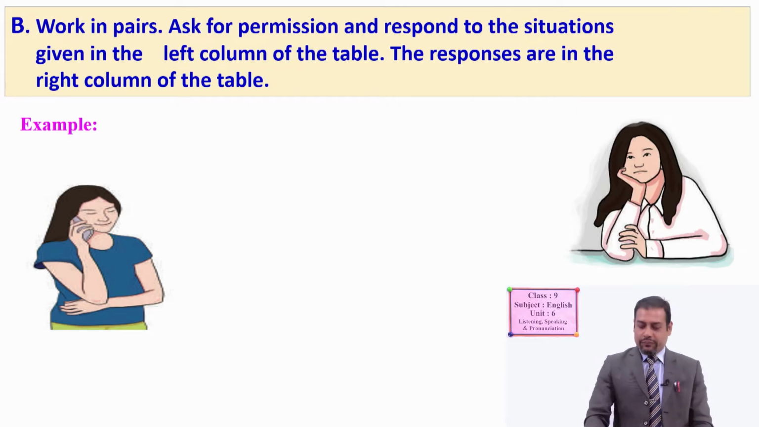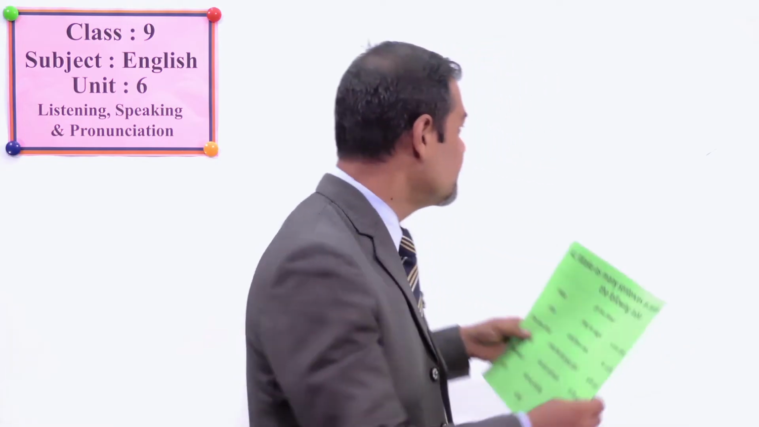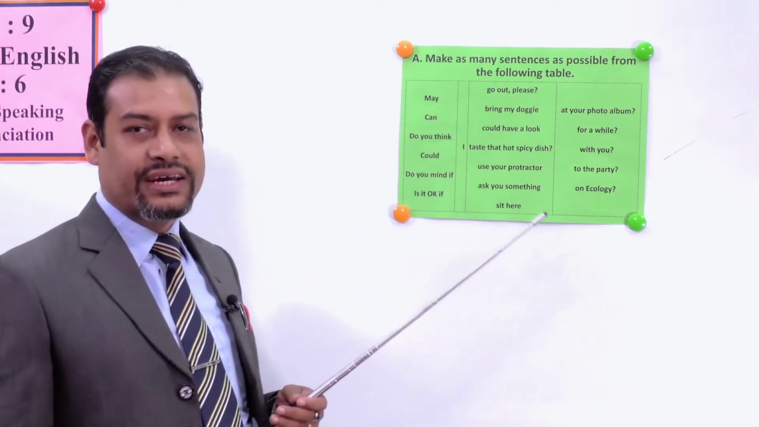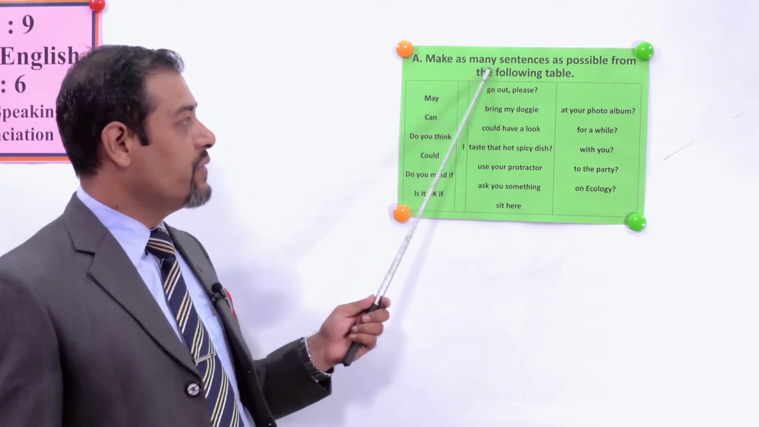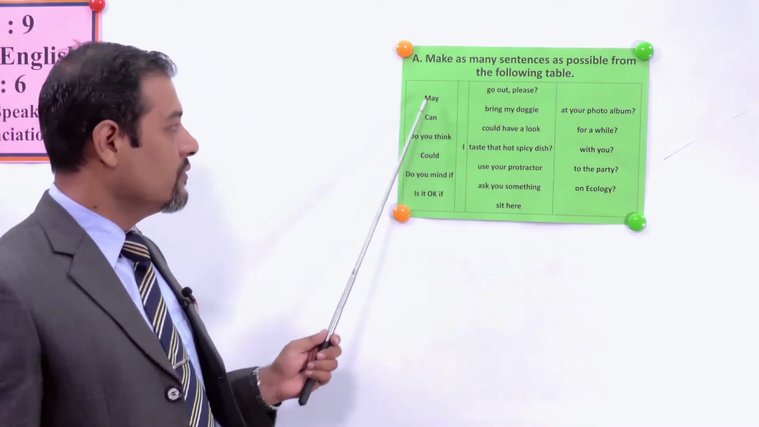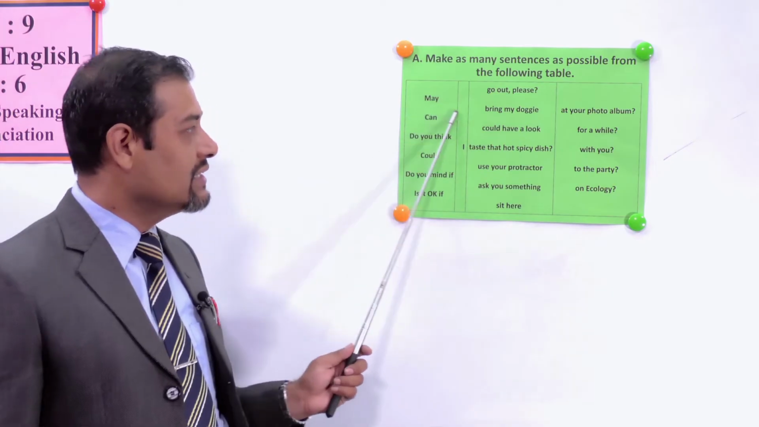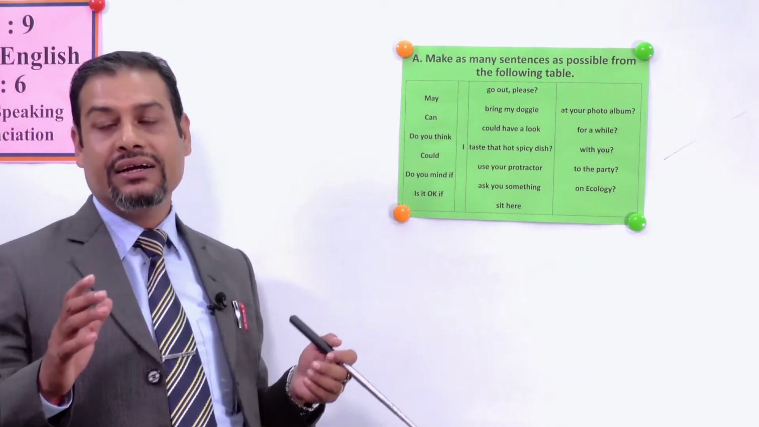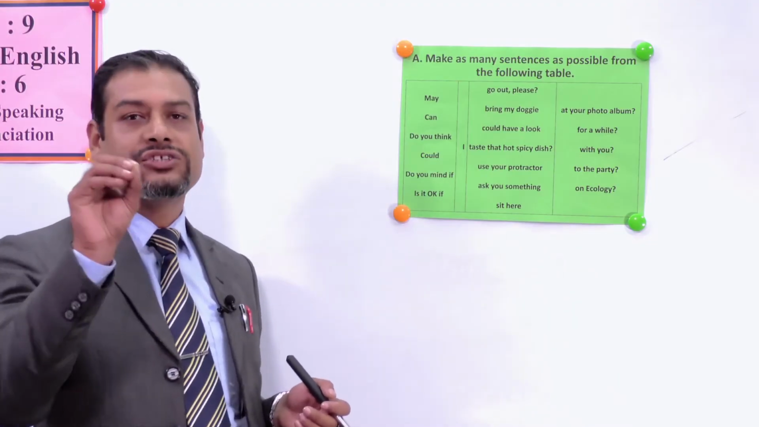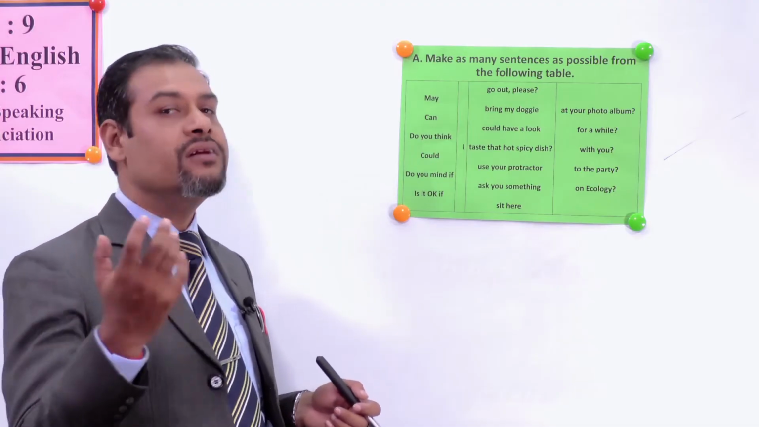Now, before this one, I just like to show you a table, okay? What did you see here? Can you see it very clearly? Okay. See, make as many sentences as possible from the following table. You can see column 1, column 2, column 3, and column 4. So using these words, you have to make more and more sentences. Okay. Now we are going to make some sentences right now. And in your free time, you can make more and more sentences.